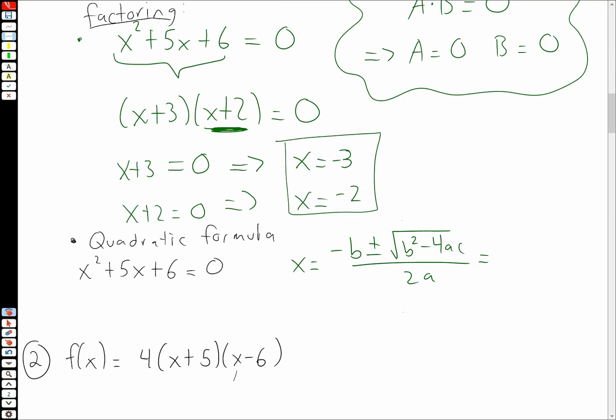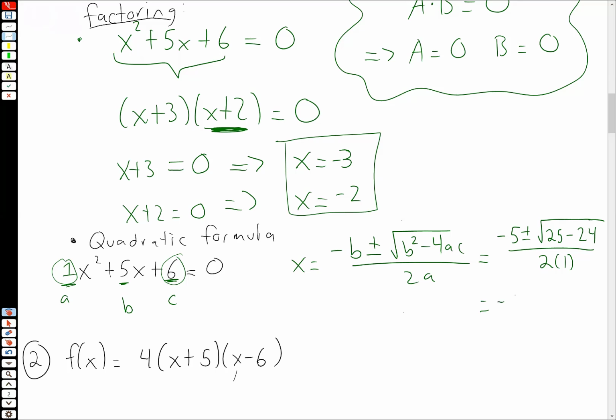Actually, I forgot to box my answers up there. All right, so b is 5, so we have negative 5 plus or minus the square root of 5 squared, so 25, minus 4 times a times c. And actually here, let me go ahead and write, while we're at it, b, c, and then a here is secretly 1. So 4ac is going to be 4 times 1 times 6, which is 24, all over 2 times a, 2 times 1.